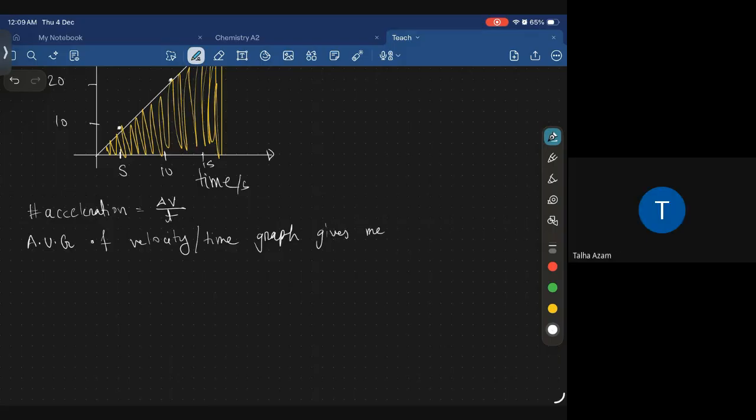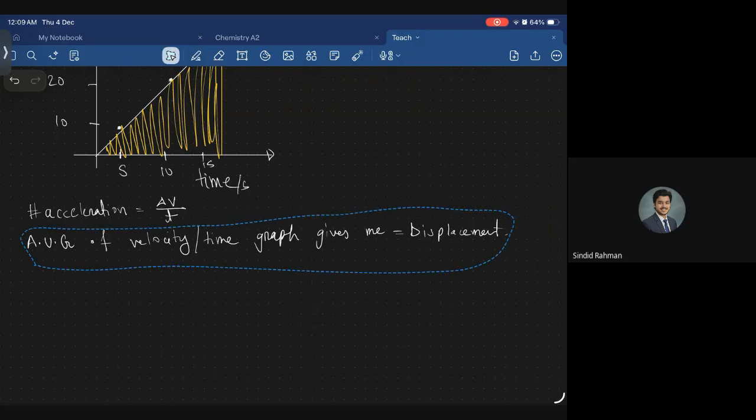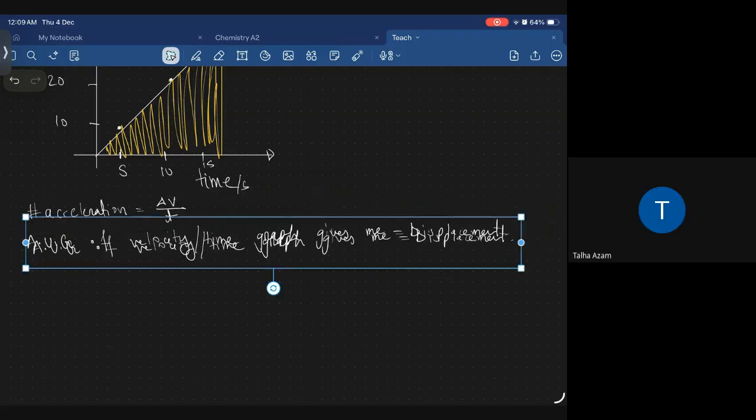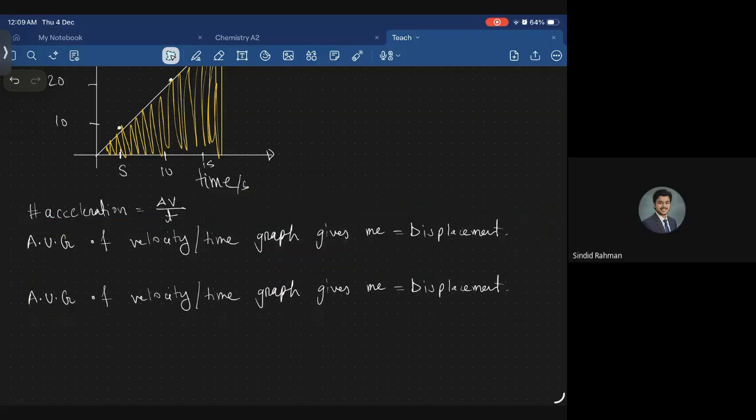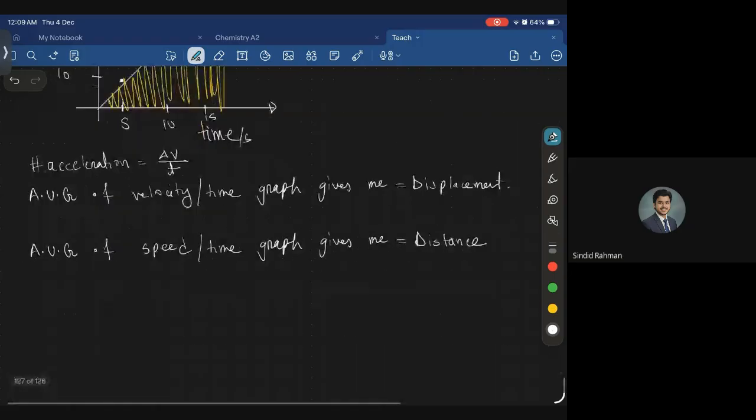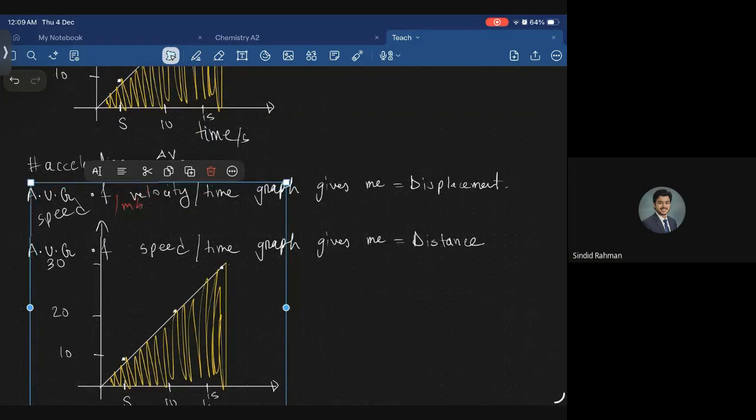The area under the graph gives you displacement. Displacement. And the area under the graph of a speed time graph gives me what? The area gives distance. That gives me distance. The area under the speed time graph gives me distance.